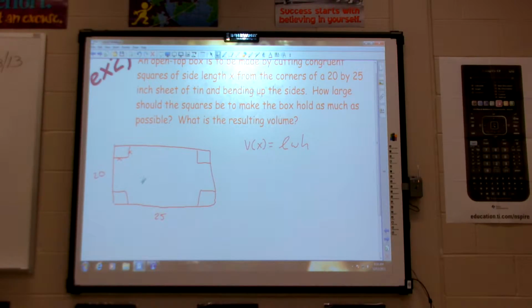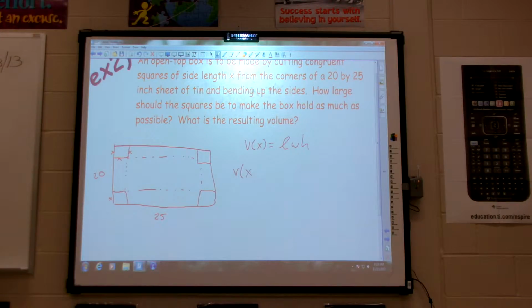So let's think about this. If this length is x, so is this. When I fold this up on all sides, this box, can you picture it? Fold that side up, fold that side up. How wide is that box going to be? 20 minus 2x. Initially it was 20, but you're folding this up and that up. Now the length is going to be 25 minus 2x. What about the height? x, because when I fold that up, isn't that exactly the same size as the square?